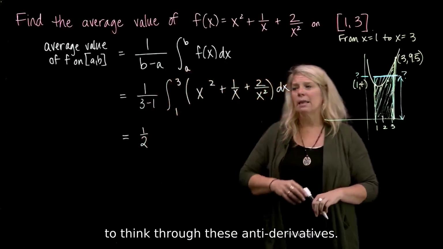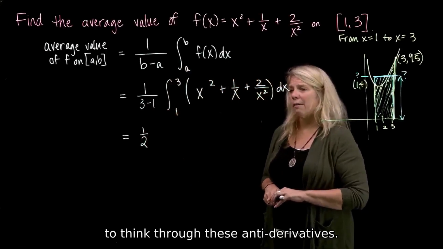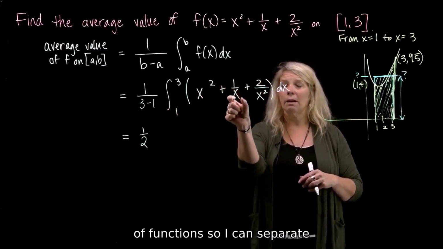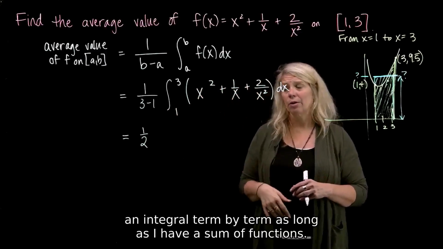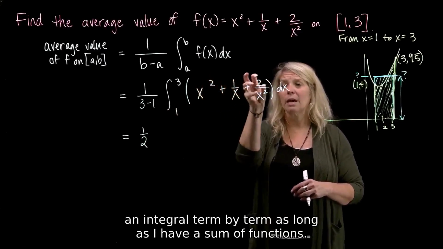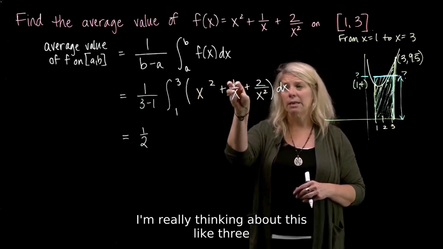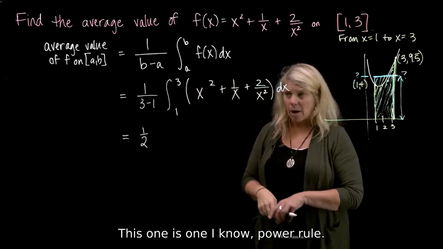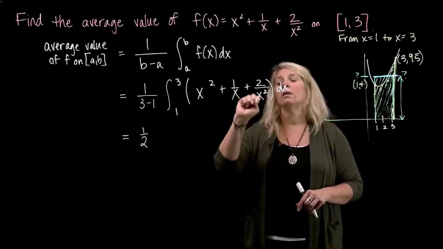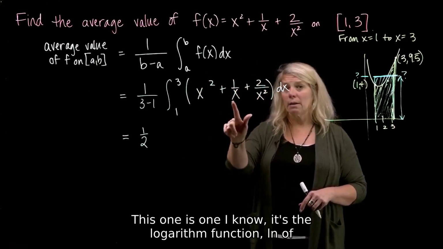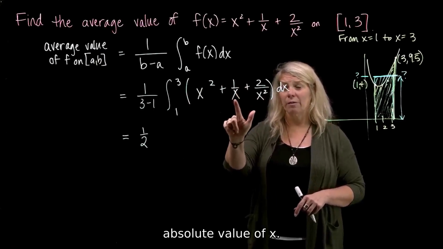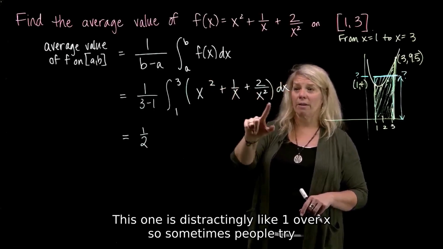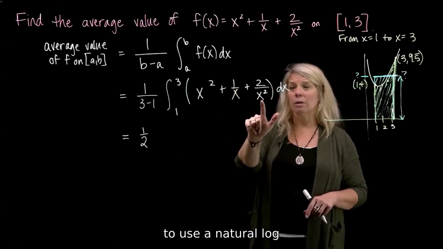And then I need to think through these antiderivatives. First of all, this is a sum of functions, so I can separate an integral term by term as long as I have a sum of functions. I'm really thinking about this like 3 separate antiderivative problems. This one is one I know, power rule. This one is one I know, it's the logarithm function, ln of absolute value of x. This one is distractingly like 1 over x. So sometimes people try to use a natural log for that.